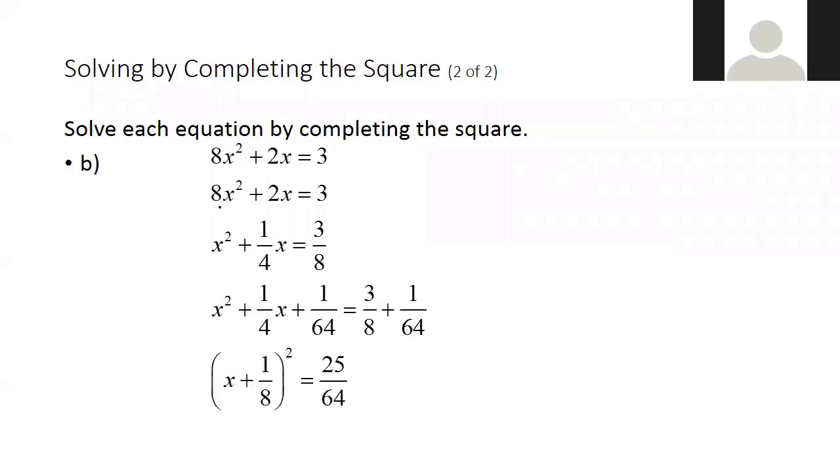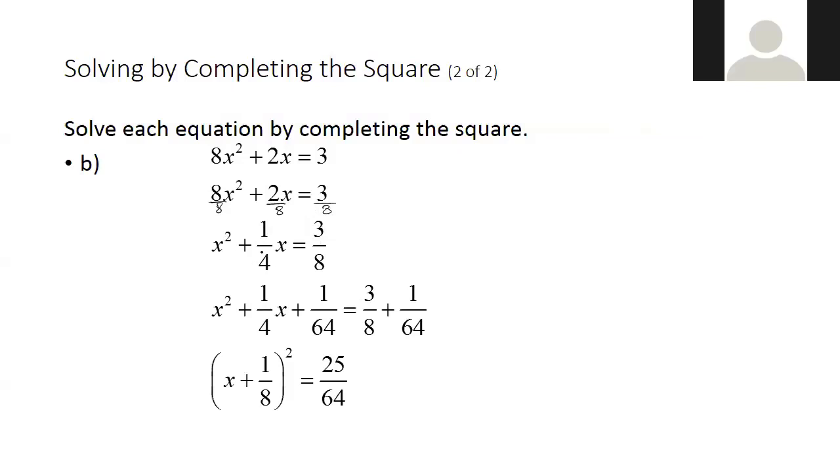So what we need to do first is to make sure that the coefficient of x squared is equal to 1. Okay, so here I need to divide each term by 8. If I divide this by 8, this by 8, and this by 8, then I would get x squared, now the coefficient of x squared is 1. 2 over 8 would be equal to 1/4, equal to 3 over 8.